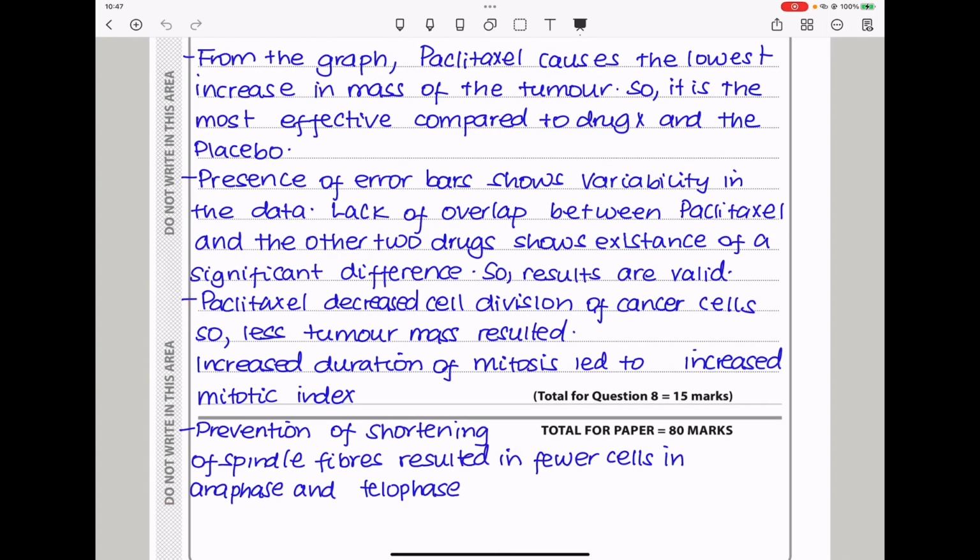This is explaining we can see there was an increase in the number of cells going through mitosis because spindle fibers are not separating and therefore many cells are left in anaphase. It doesn't mean that there are more tumor cells that are dividing. It just means there are more cells that are not going into the next step of mitosis because there is prevention of spindle fibers from shortening.